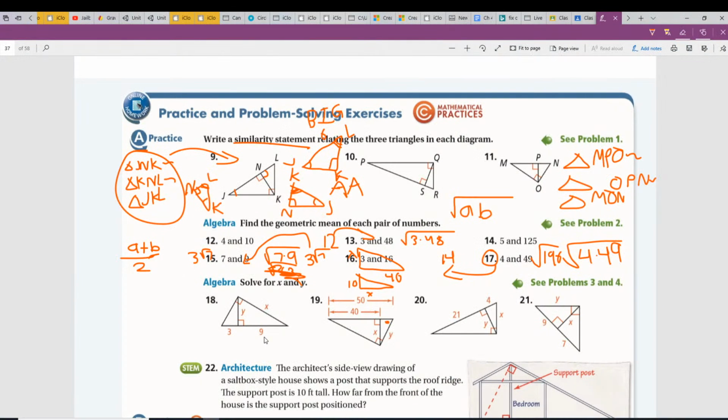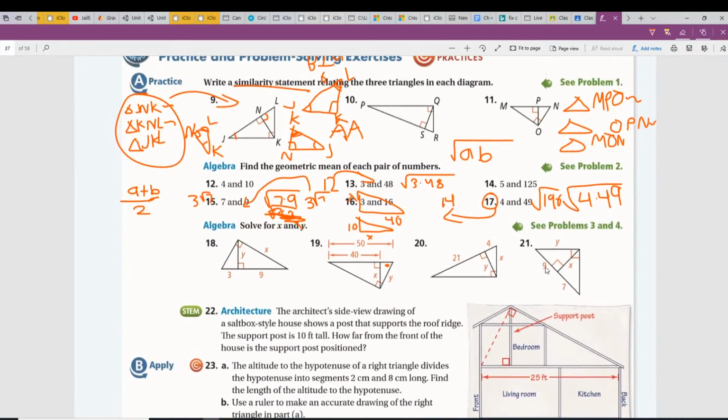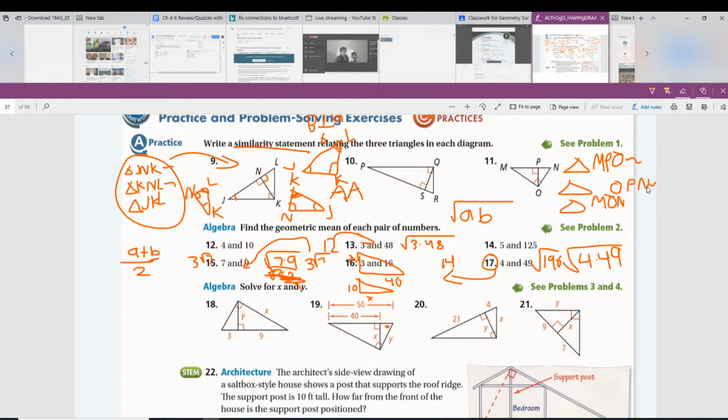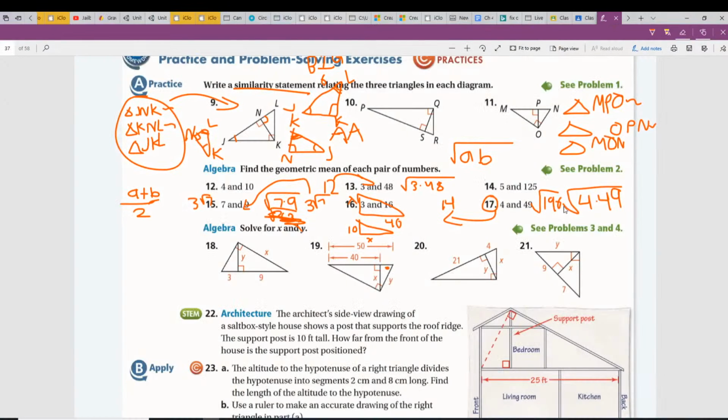So number 21 is another problem just like this, and we have this situation right here. What I would do, which would be best, is to try to separate the triangles out.